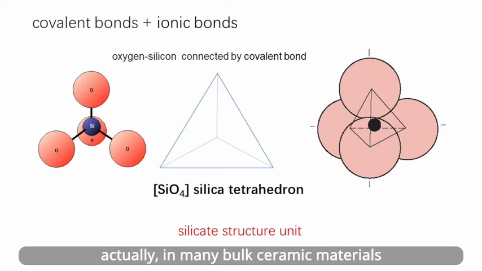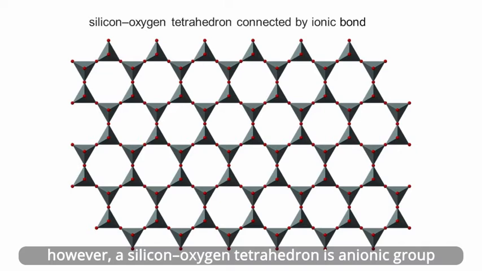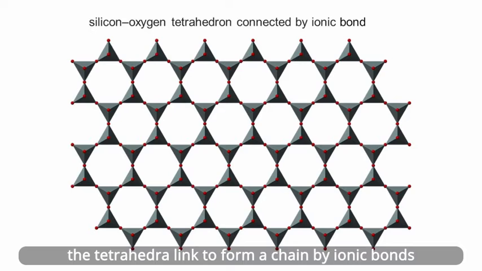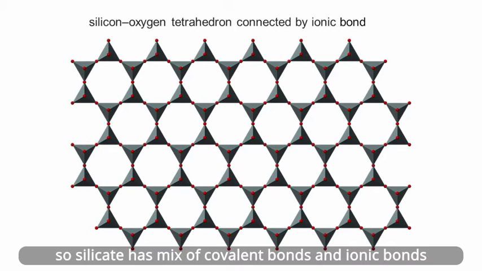Actually, in many bulk ceramic materials, covalent bonds and ionic bonds coexist. In most common silicates, each silicon atom occupies the center of an idealized tetrahedron, whose corners are four oxygen atoms connected to it by single covalent bonds. However, a silicon-oxygen tetrahedron is an ionic group. The tetrahedra are linked to form a chain by ionic bonds. So silicates have a mixture of covalent bonds and ionic bonds.